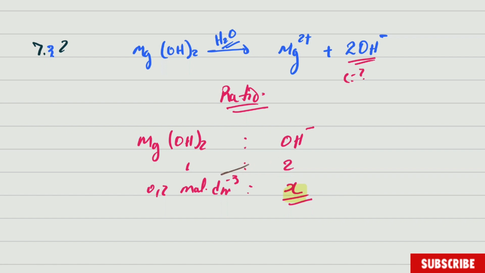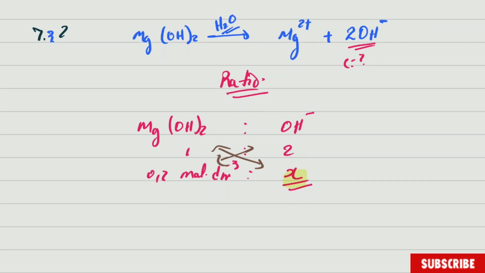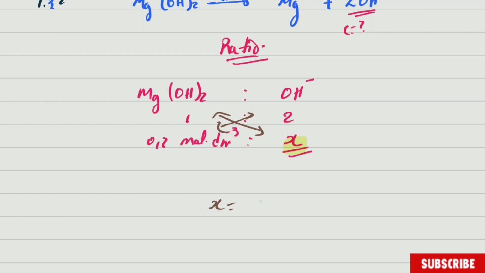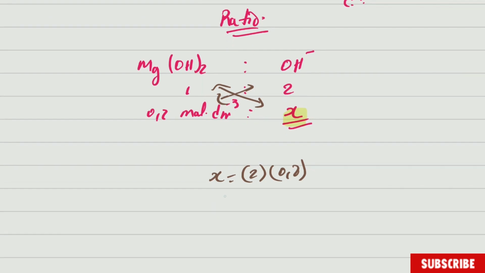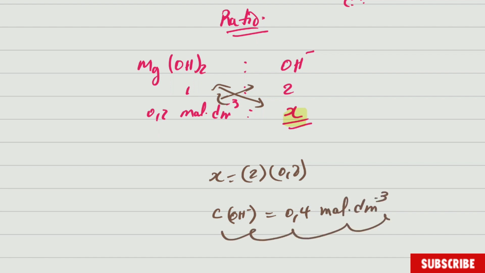And then you do a cross product, guys. Very simple. In this case it's 2:1, so it's very, very simple. When you do the cross product, X is equal to 2 multiplied by 0.2. Guys, the concentration of OH minus in this solution is double the other one, which is, in other words, 0.4 mole per cubic decimeters. Very simple. That is the answer.